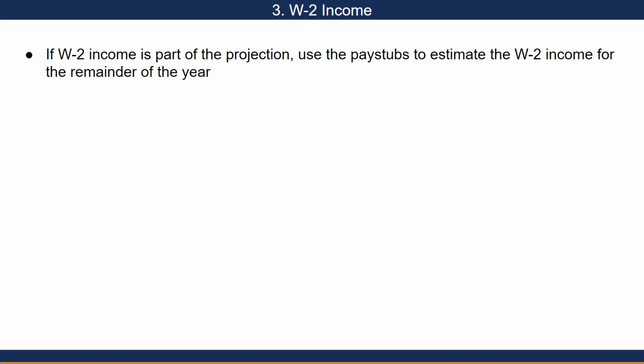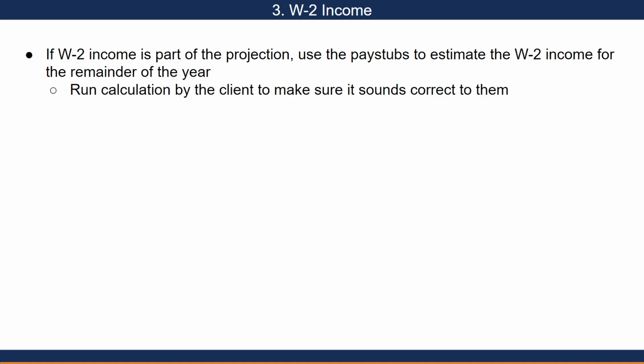The most common 2 ways are to be paid twice a month and to be paid biweekly, which means they're paid every 2 weeks. If somebody's paid twice a month, then you know they're going to get 24 paychecks during the year because they'll get 2 paychecks each month. If somebody's paid biweekly, then they'll get 26 paychecks each year. So that's important to know as you project out the income, because you need to know how many paychecks you need to project it out to. You need to know if it's 24 or 26 pay periods. And then you run that calculation by the client to make sure it sounds correct to them. So you say, does this look right?